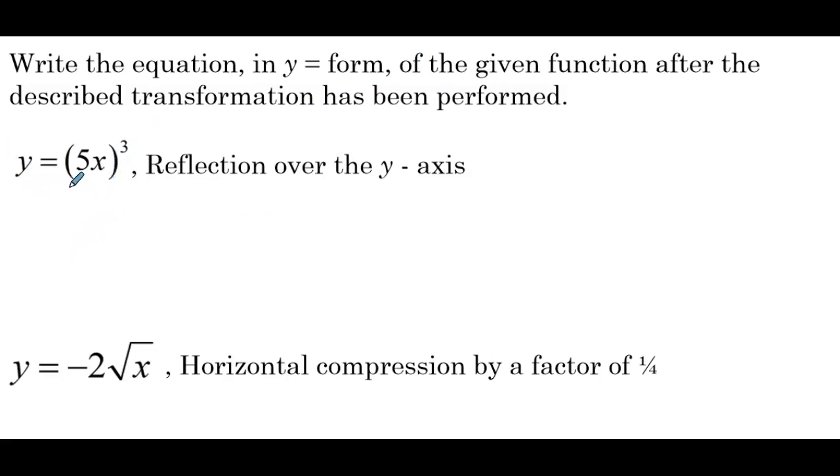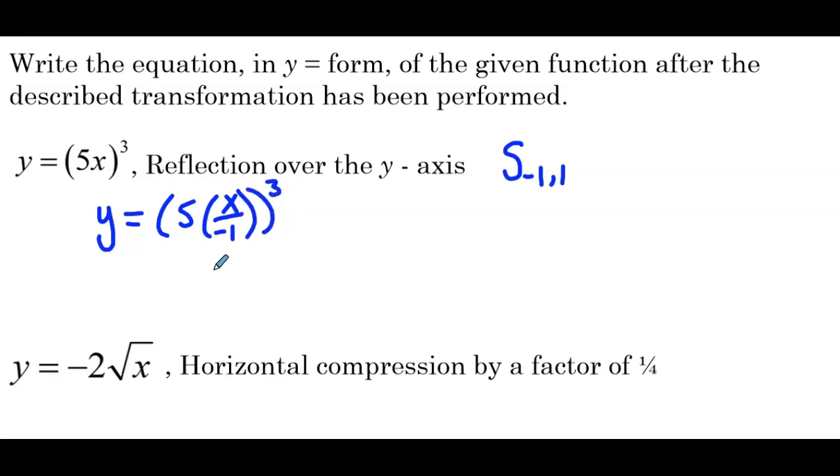So we're starting out with y equals quantity 5x cubed, and we're reflecting over the y-axis. So if we're reflecting over the y-axis, that means we're negating the x values. So our scale factor would be -1, 1. Okay, so y equals, so y divided by 1, which we don't need, and then the 5 doesn't affect it, we're dividing x by -1. So in another set of parentheses, like that.